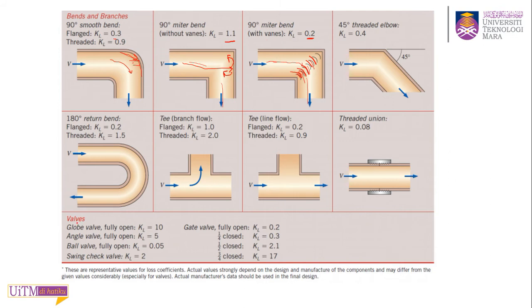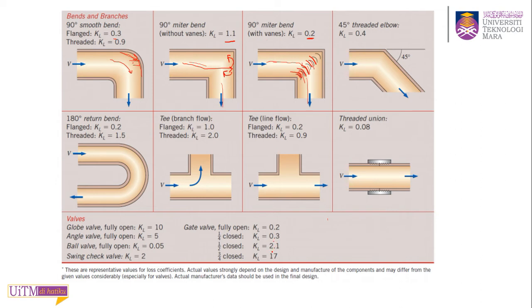Valves also have coefficients: globe valve, angle valve, check valve, ball valve. It depends on what valve they use in your piping system. The valve can be fully open or fully closed. If the valve is fully closed, then of course the flow cannot flow. If it is quarter closed, you have a loss coefficient of 0.3.